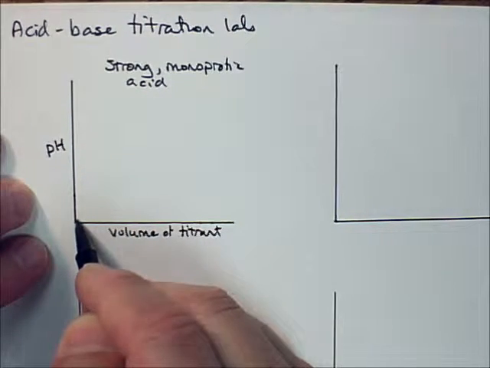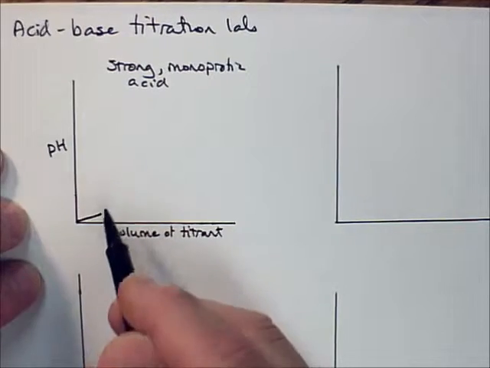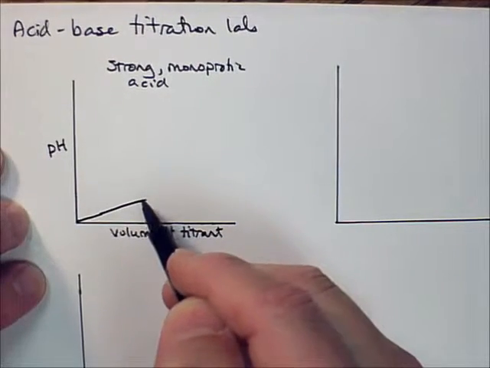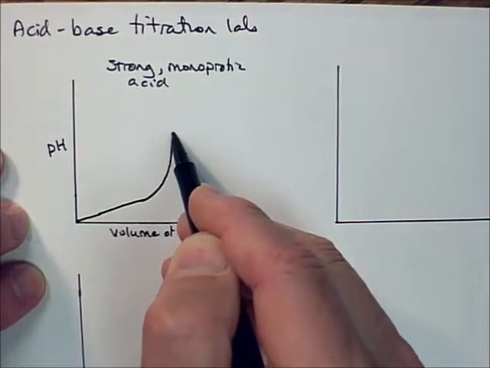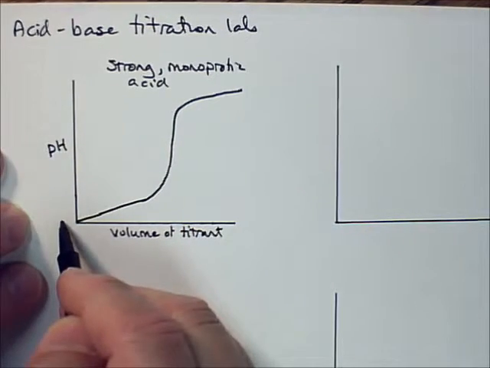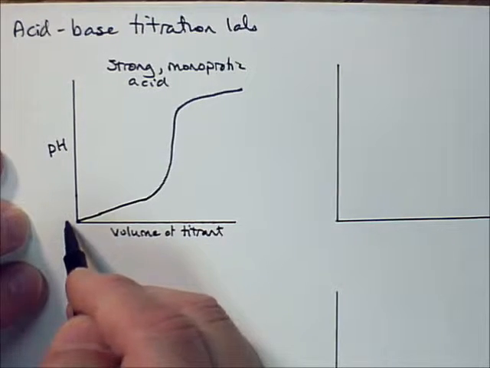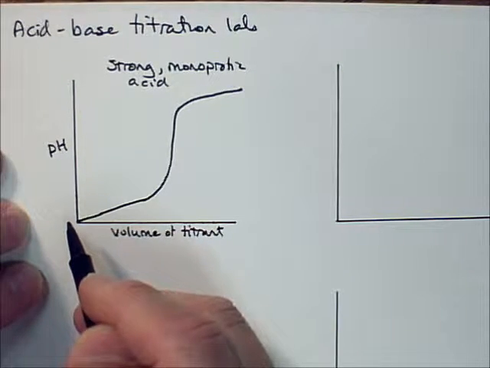A strong monoprotic acid will have a beginning point somewhere down at the origin, close to 0. And it'll go like this, and then all of a sudden it'll start to turn upward like this. And then it'll go back over. And remember, some of you said the other day that pH goes from 1 to 14, but it's actually below 0. You can have a pH that's less than 0.